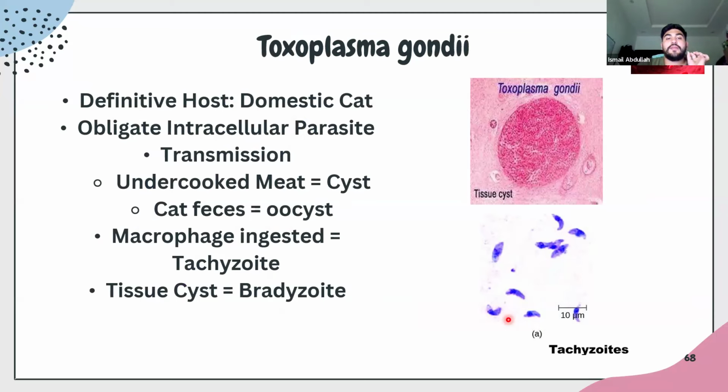And when they're ingested by a macrophage, this is when they become a tachyzoite, as you can see right here. And when these cysts are trapped within a tissue, they will be called bradyzoites: slow growing, slow moving. Tachyzoites are very fast moving. So this is the main difference. Toxoplasma gondii's infective stage would be the tissue cyst. The diagnostic stage would be a tachyzoite, as you can see right here. So I hope it's clear.